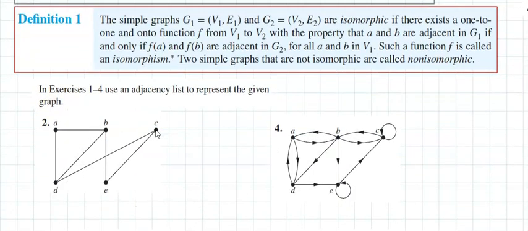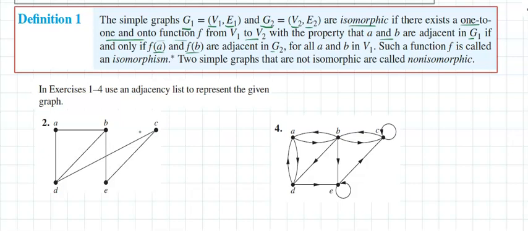One definition: a simple graph G1 with V1, E1 and G2 with V2, E2 are isomorphic if there exists a one-to-one correspondence and onto function f from V1 to V2 with the property that A and B are adjacent in G1 if and only if f of A, f of B are adjacent in G2. This is mathematical terms. Not an issue. I'll show you that with an example.